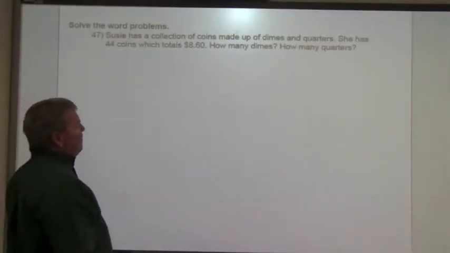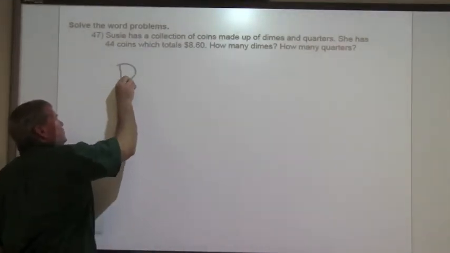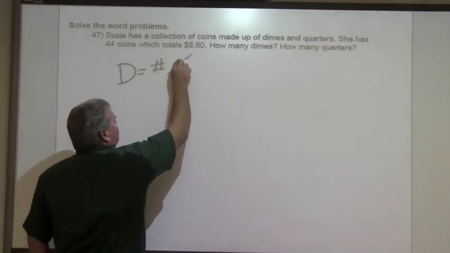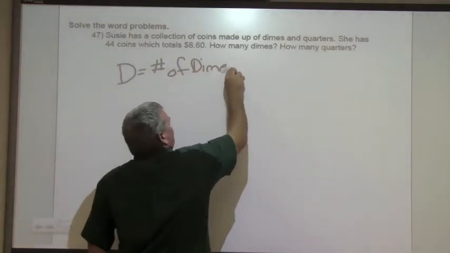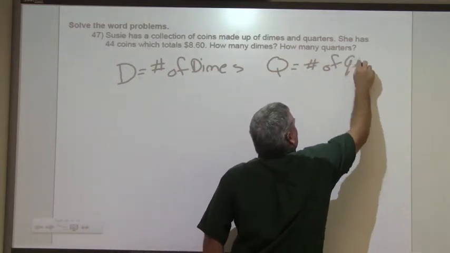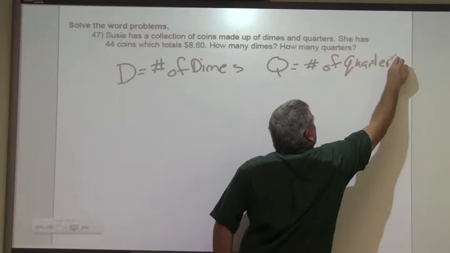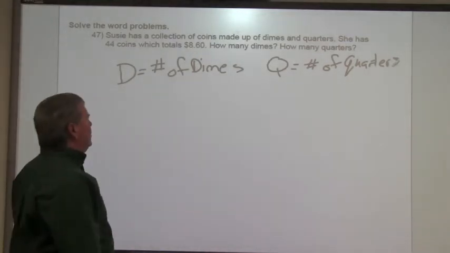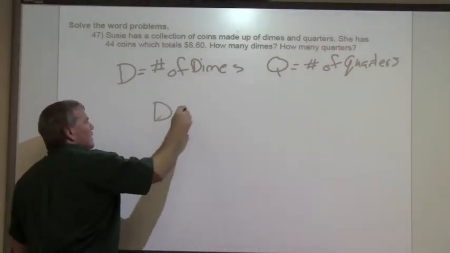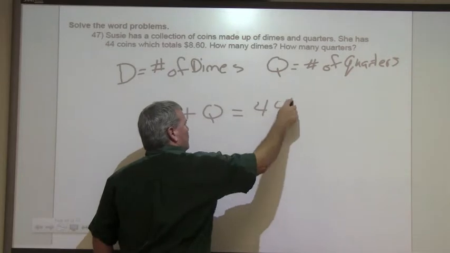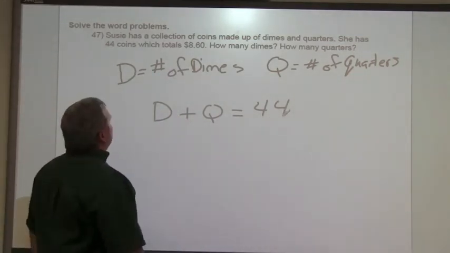Number 47 says Susie has a collection of coins made up of dimes and quarters. So we have dimes, we're going to call D. That's going to be the number of dimes. And then we have quarters, so we're going to let Q be the number of quarters. And she says she has 44 coins in all. So since D is the number of dimes, and Q is the number of quarters, if we add up the dimes and the quarters, we get what? 44 coins total.